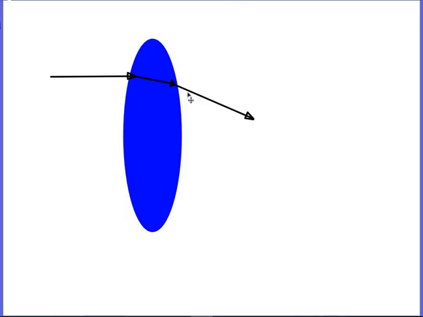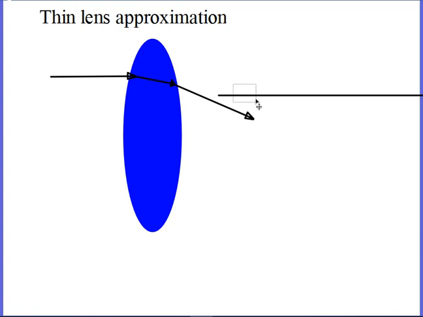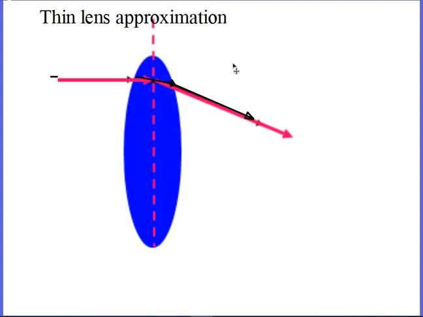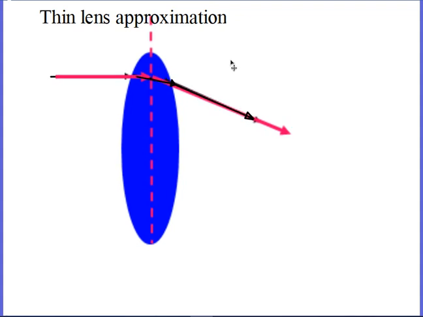Okay, so here is a lens, and the light is being bent in, and instead of having it bend as it changes medium at these 2 sides, we are going to do what's called a thin lens approximation, and we are going to say that all the bending happens in the middle. So we will only bend it here in the middle.